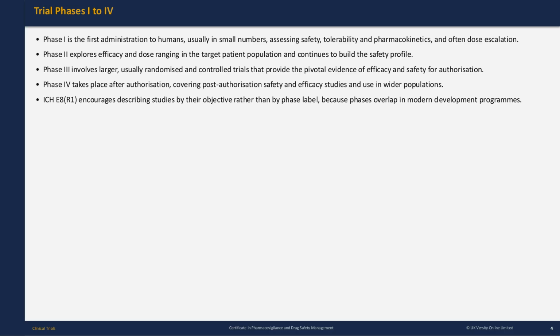Phase 3 involves larger, usually randomized and controlled trials that provide the pivotal evidence of efficacy and safety for authorization. Phase 4 takes place after authorization, covering post-authorization safety and efficacy studies and use in wider populations.